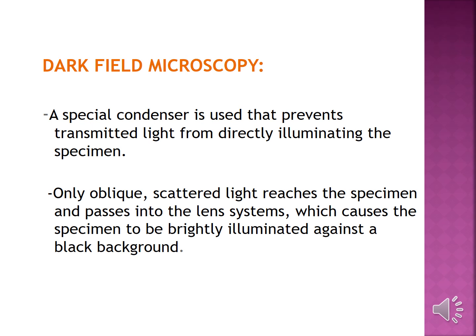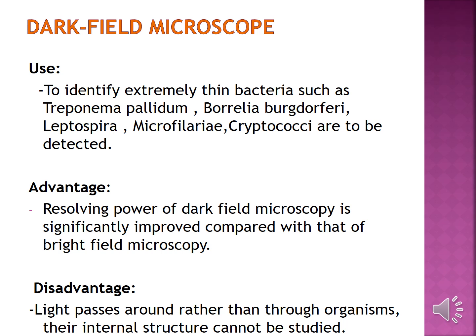Dark field microscopy. A special condenser is used to prevent the transmission of light directly illuminating the specimen. Only oblique scattered light reaches the specimen and passes through the lens system, which causes the specimen to be brightly illuminated against a dark background. So it is used to identify extremely thin bacteria like Treponema pallidum, Borrelia burgdorferi, Leptospira, microfilariae, Cryptococcus.